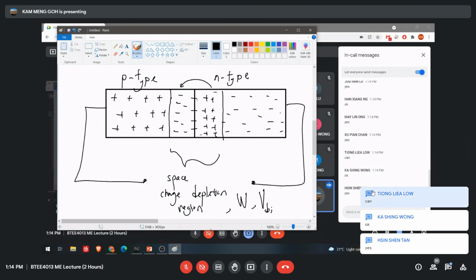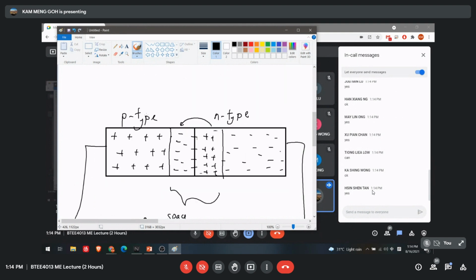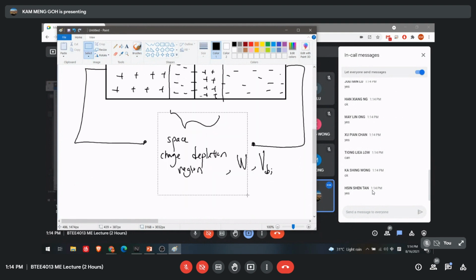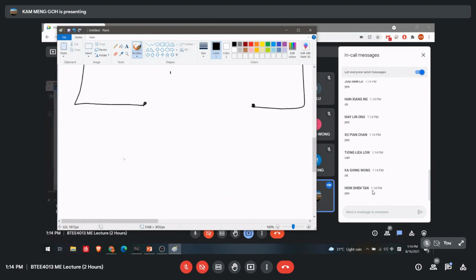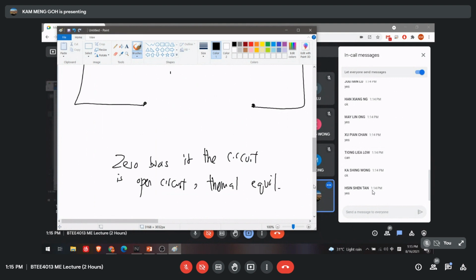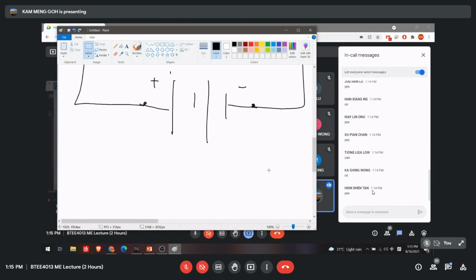Okay, so let's proceed. So, imagine that we have something like this. Originally, if you didn't connect anything, it will become like this. We call this a zero bias. If the circuit is open circuit, which means that everything is in thermal equilibrium. If we didn't connect anything, this is open circuit, we call it thermal equilibrium. But imagine, let's say, we are connecting this thing this way, positive over here, negative over here. Okay, if we connect this way, we'll see what happens.